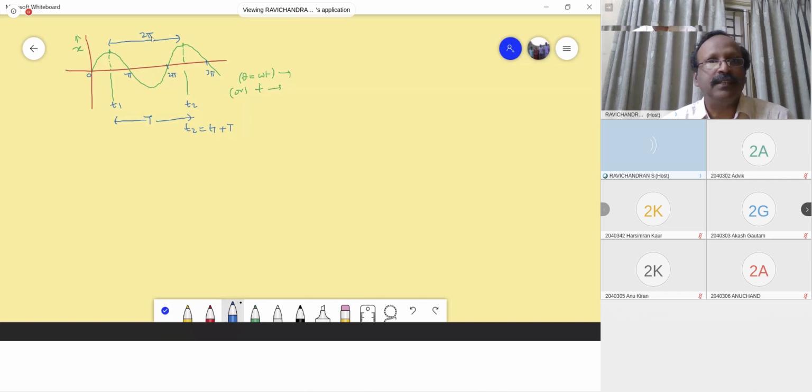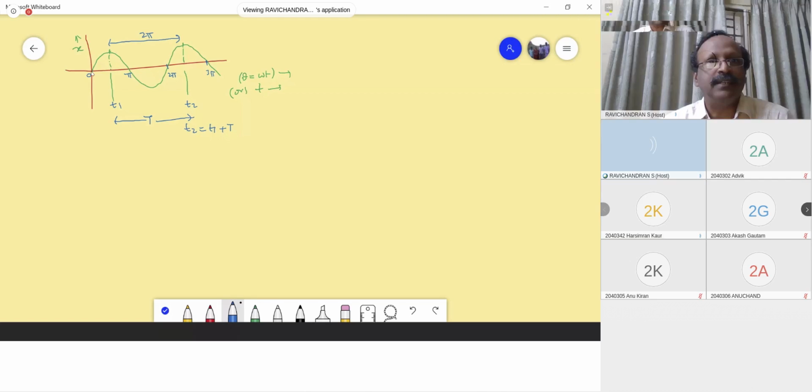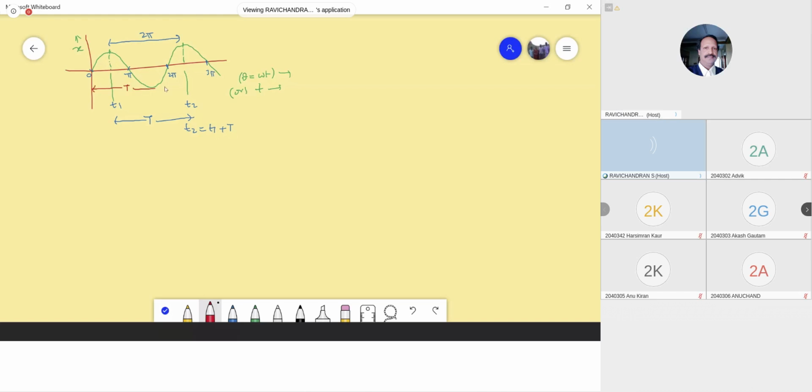Fine. Sir, are we allowed to take the nodal points? Anywhere you can take. You can take even this point and this point, whichever is easy. Yes, she has come to a very simple way. She wants to take from here to here. Fine, you take. Even here.